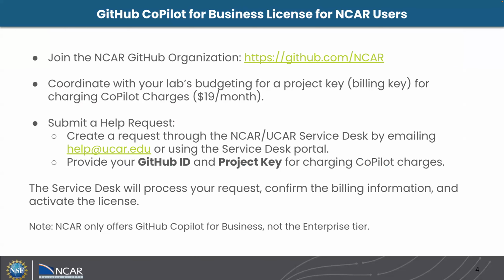A few folks reached out and asked how they can get GitHub Copilot licenses for NCAR users. I summarized the procedure for getting the license. Your GitHub ID needs to be part of NCAR's GitHub organization. You also need to coordinate with your own lab and make sure you have a project key or a billing key that you can provide the help desk. If you reach out to the help desk, they will set up the license for you.